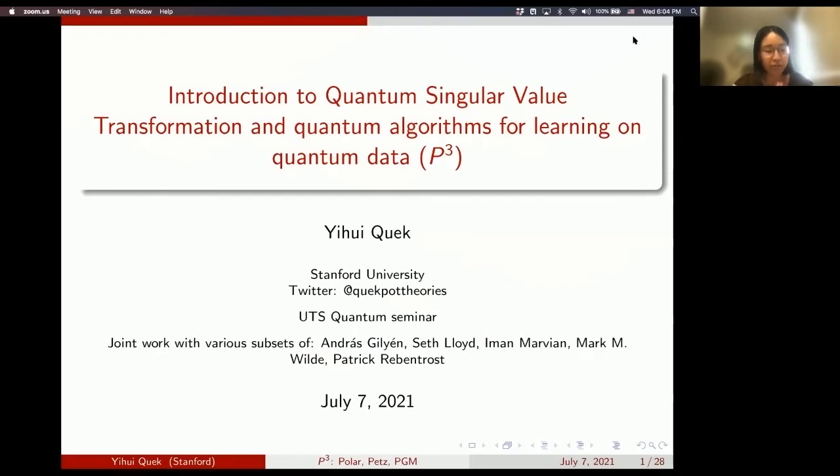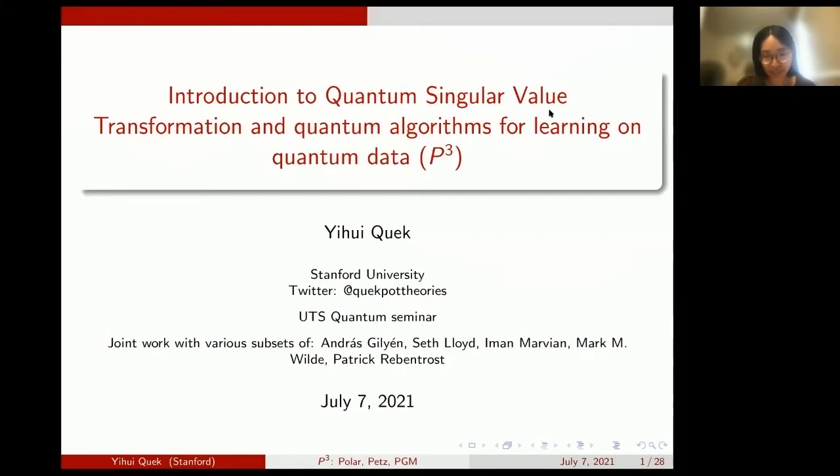And something that unifies all of these algorithms is that the way we implement them is using this recently discovered toolbox of the quantum singular value transformation. So I'm also going to try and give a bit of a pedagogical introduction to it. And also feel free to interrupt me with questions. This should be a pretty informal thing. All right, so let's start.